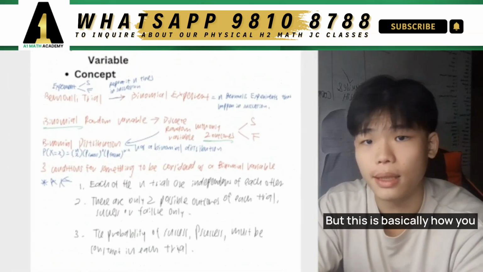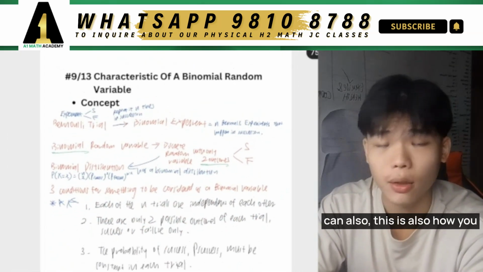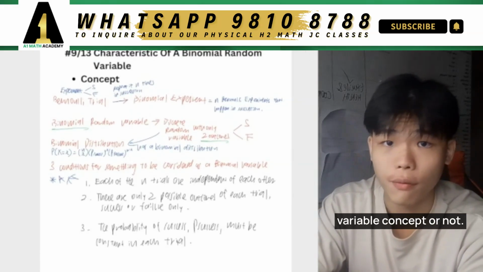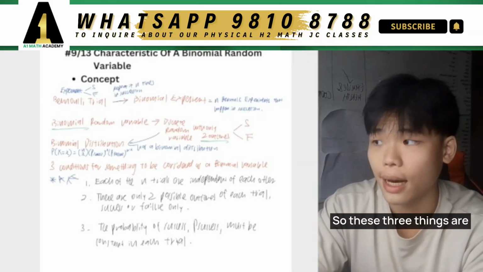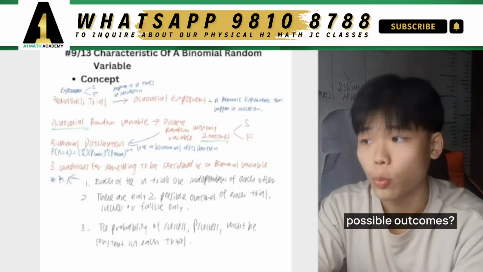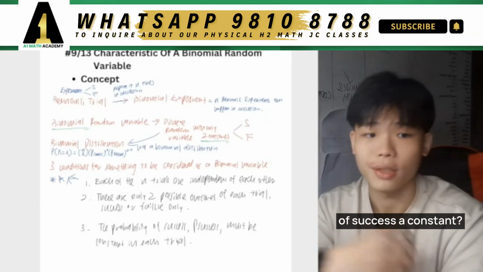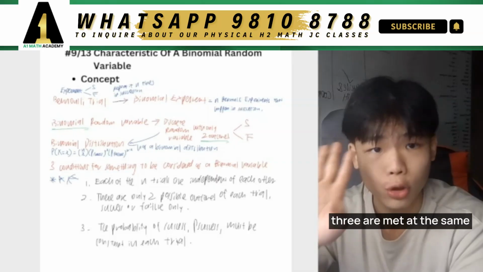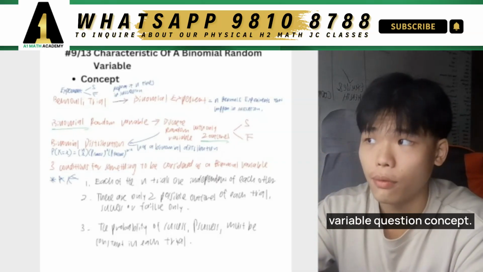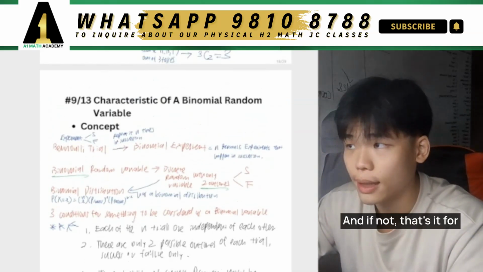But this is also how you identify whether a question is asking you a binomial random variable concept or not. So these three things are your guiding points. You ask yourself, are the trials independent of each other? Are there only two possible outcomes? And is the probability of success a constant? As long as all these three are fulfilled at the same time, you know that this is a binomial random variable concept. Okay, and that's it for this portion over here.